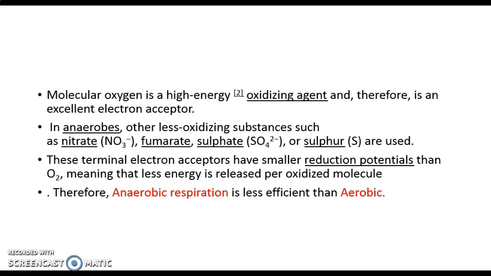These terminal electron acceptors have a smaller reduction potential than oxygen, meaning that less energy is released per oxidized molecule. If the molecule has a smaller reduction potential, it means less energy is released. Therefore, anaerobic respiration is less efficient than aerobic respiration. Why? Because less energy is released. That's the reason.